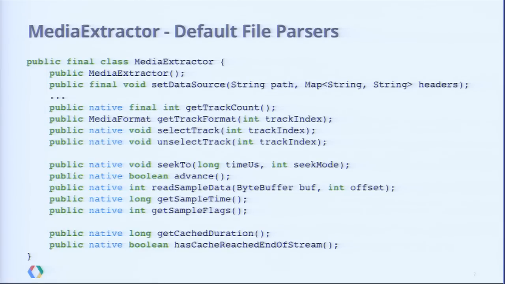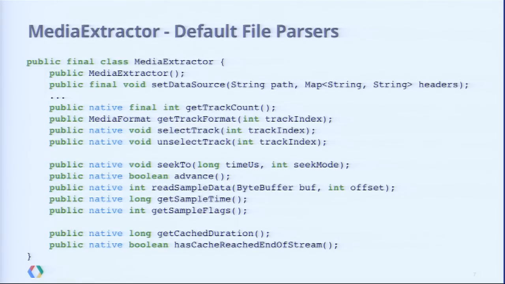Once the data source is configured, you can find out the total number of available tracks in your data source by calling getTrackCount. Then for each individual track, you can find out its detailed format by calling getTrackFormat. getTrackFormat will return a MediaFormat object, which is another API we released in Android Jellybean. I'll talk about MediaFormat in the next slide.